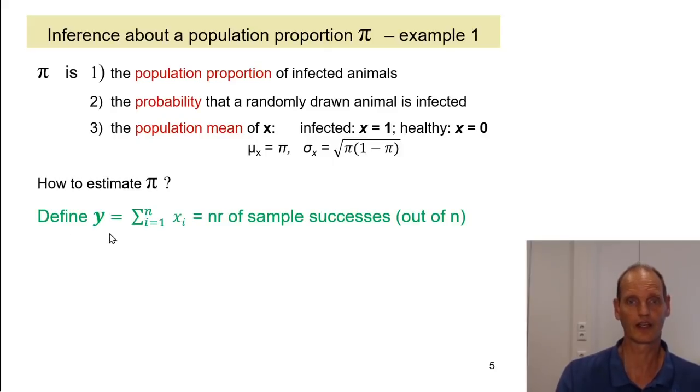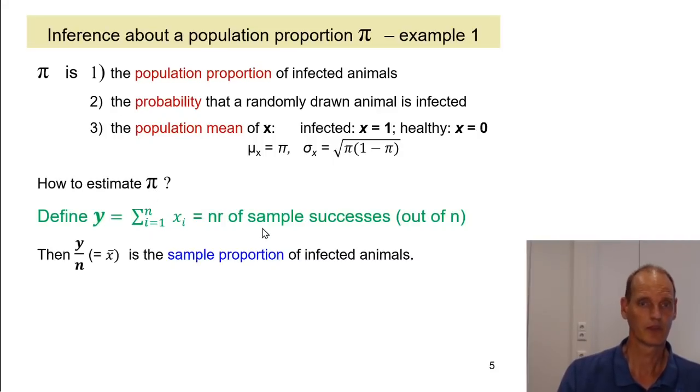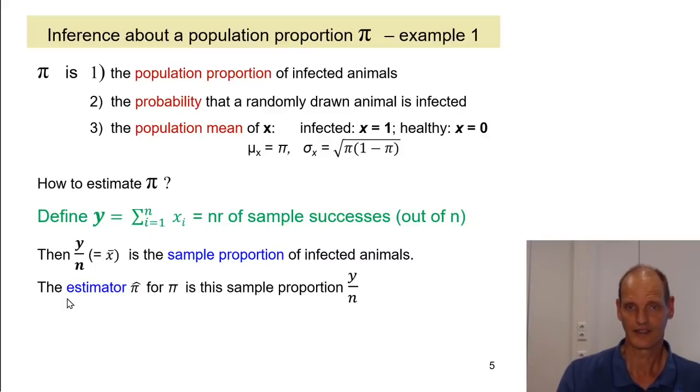Well, let's first define y, the sum of x's, and that is the same as the number of sample successes out of n. So we have n animals in our sample, y are infected. So what would be our estimate for the proportion in the population? That will naturally be y divided by n. So the sample proportion is the estimator for the population proportion of infected animals.